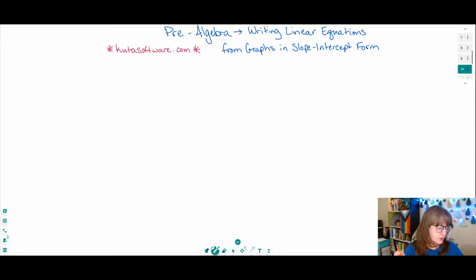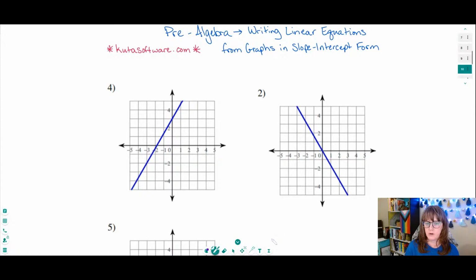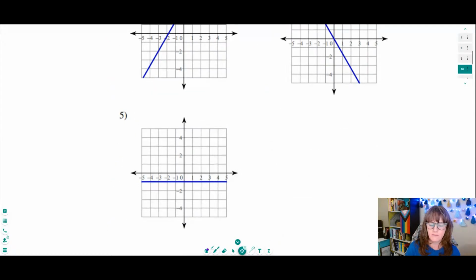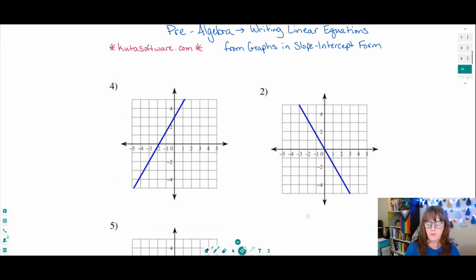I do want to get into how to write the linear equations from graphs. I think we'll have time to do that. I've just got a couple for us. So we're going to write these in slope-intercept form. I think it's going to be pretty easy to figure out. So what do we need for slope-intercept form? y equals mx plus b. We need the slope, which is m, and we need the plus b, which is the y-intercept.